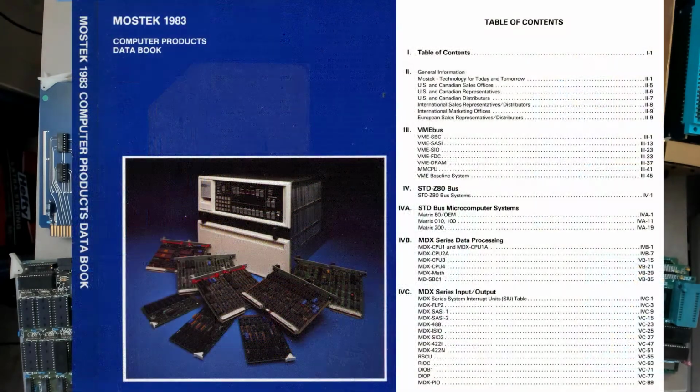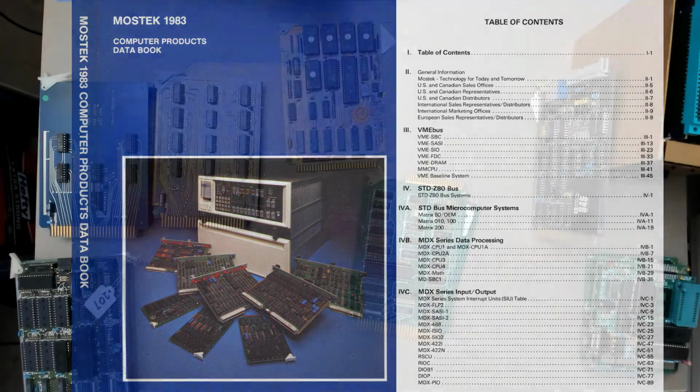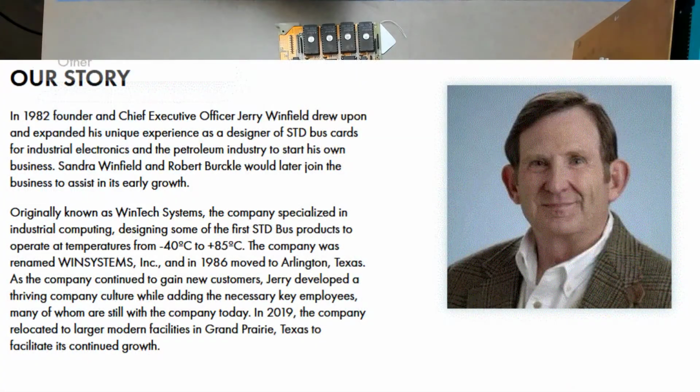The next year, in 1983, the Mostek computer products catalog had VME in the place of prominence in the front chapters, but even though VME was the prime focus, the Mostek STD product line had grown to 20 or 30 MDX products. So they still saw value in using the STD bus as a means of pushing silicon. But there was a very big Mostek key event that took place in that time frame.